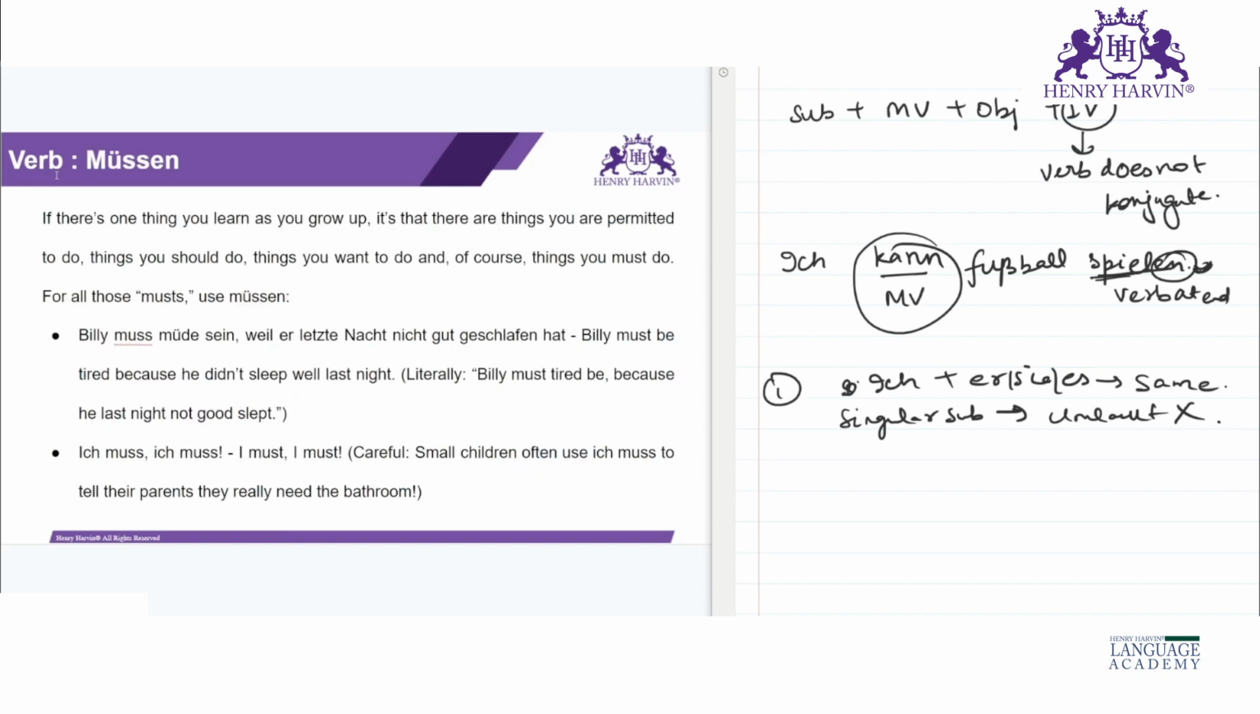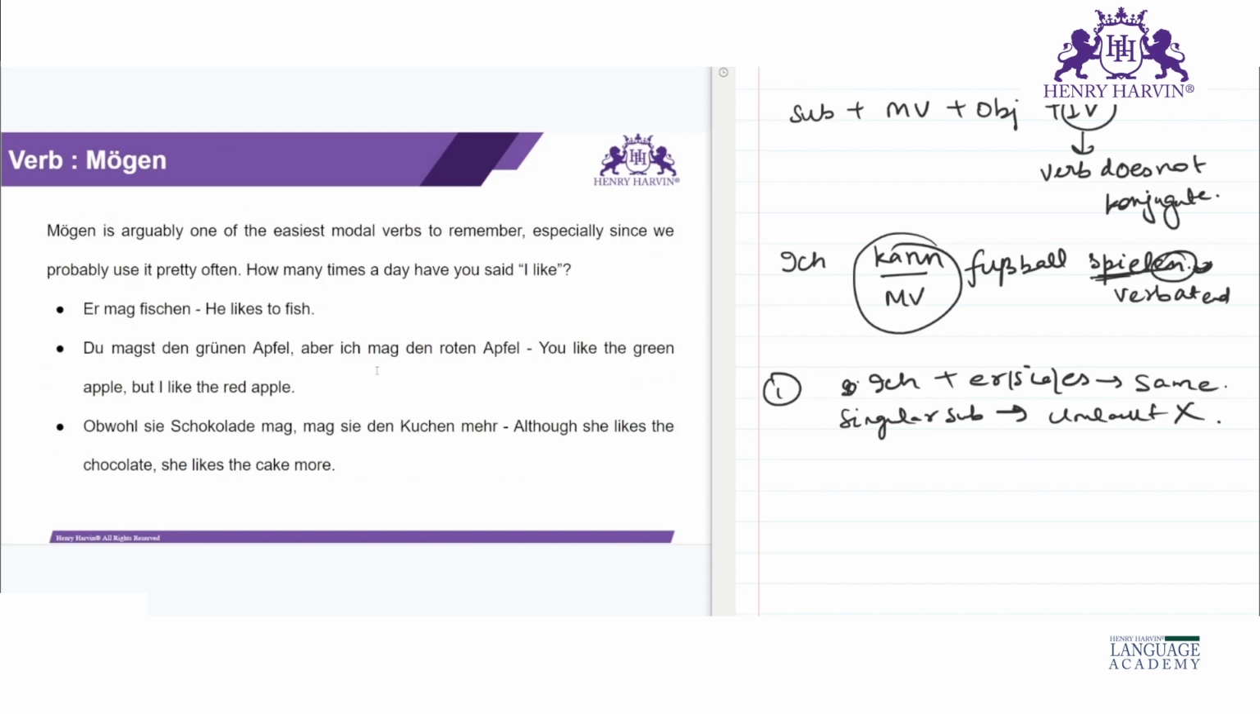In the same way, we have given some sentences for müssen, like ich muss means I must. Billy muss müde sein, weil er letzte Nacht nicht gut geschlafen hat. Billy must be tired because he did not sleep well last night. Mögen. Er mag fischen. He liked to fish. Du magst den grünen Apfel, aber ich mag den roten Apfel. You like the green apple, but I like the red apple.